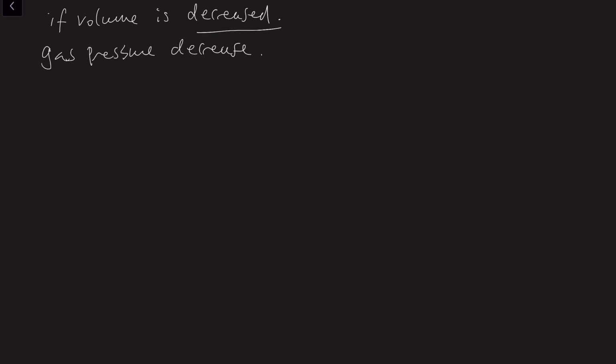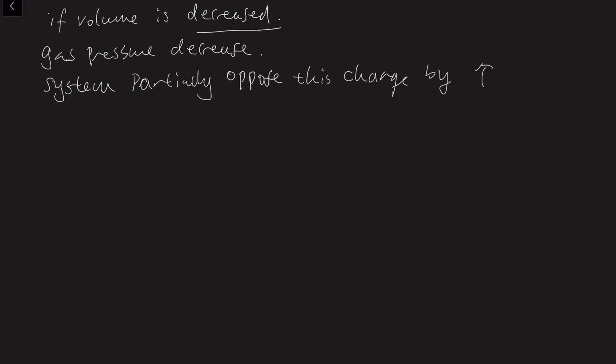So now let's look at the opposite. So what happens if volume is increased? Then the gas pressure would decrease. So based on Le Chatelier's Principle, the system wants to partially oppose this change by increasing the pressure. You need to state this is Le Chatelier's Principle in your exam.